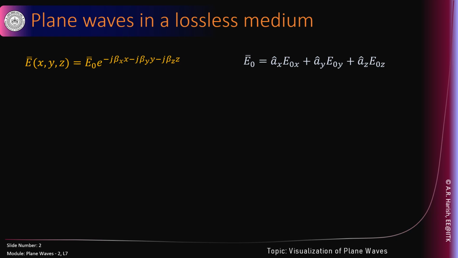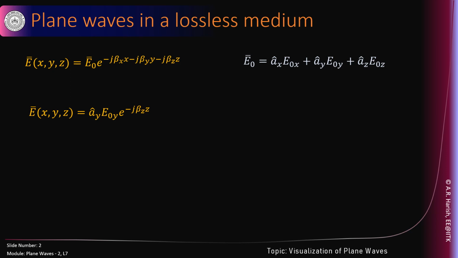In order to visualize, let us consider a simpler version of this plane wave, which is given by a_y E naught y e to the power of minus j beta z z. Shall we visualize this wave first? Okay, what are the properties of this wave? This is propagating in z direction, correct? The electric field is oriented along y direction. That is also right. What else do we know?